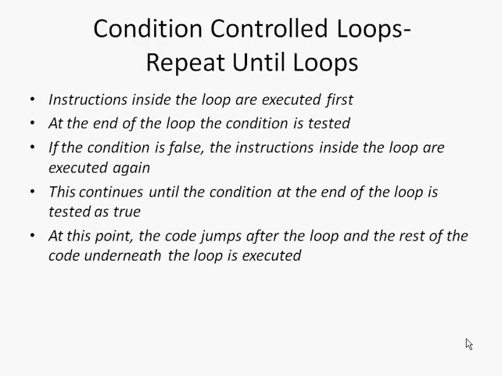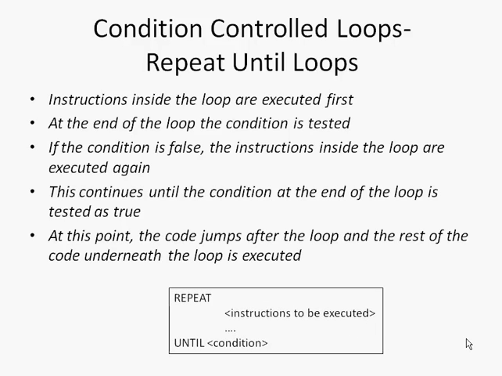Not just because the check is done at the end of the loop, but because we're looking for a condition to be false for the loop to continue, and once the condition is true, the loop ends. So there's a construct. Check comes at the end, after instructions have been executed. So let's see this one in action.